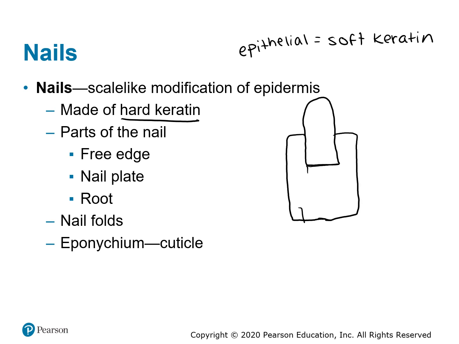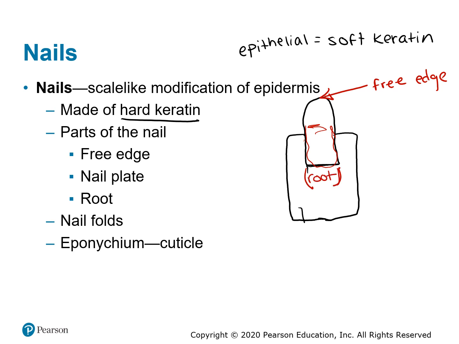So your nail has some parts to it. There is a free edge here. You can shape that and make that into whatever you want. If you want it to be a little dagger, you can do that too if you want to. There is the nail plate. The nail plate is kind of this part of it. And then the nail root that sits kind of beneath the skin.